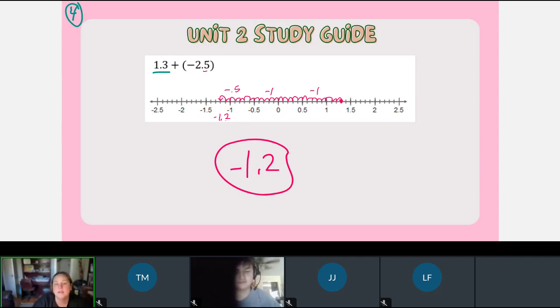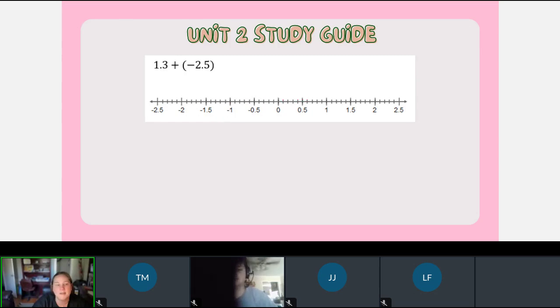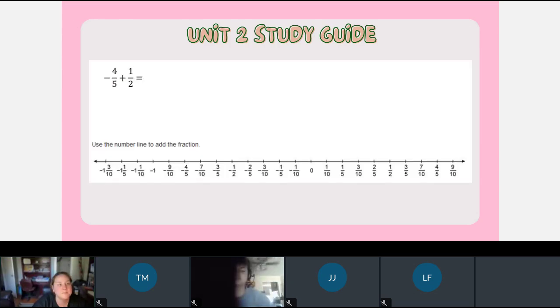All right, so let's go to slide 11. This will be number 5. And it has 2 fractions that it wants us to use the number line to add. However, our number line is in tenths. I know that because if I look at 0 to the first tick mark, it's just 1/10. So each of these tick marks is worth a tenth. However, our fractions do not have tens on the bottom.